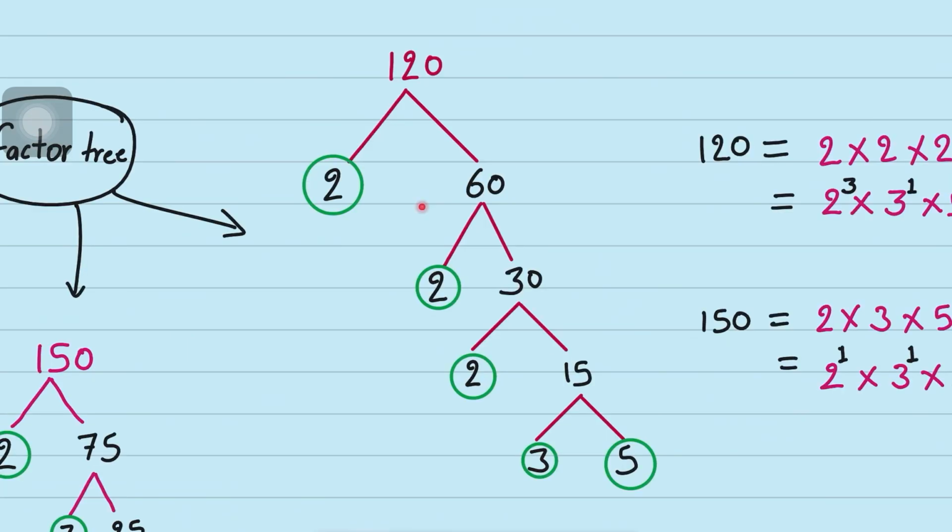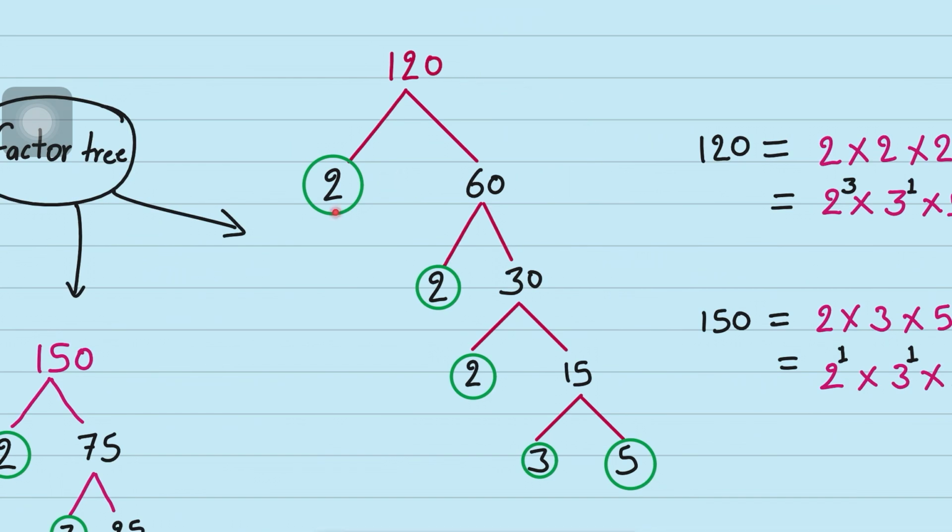Okay, first of all, we write the number on the top and then we draw two branches, as you can see here, and we write two numbers whose multiplication becomes the number. Like here, 2 times 60, we get 120, which is the number on the top.